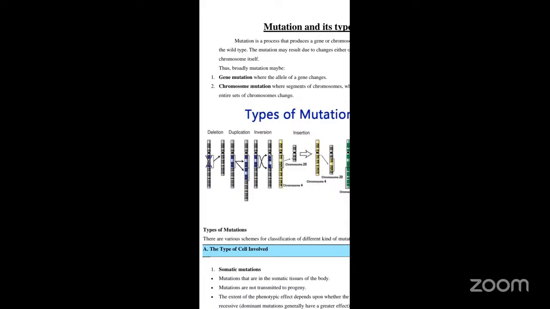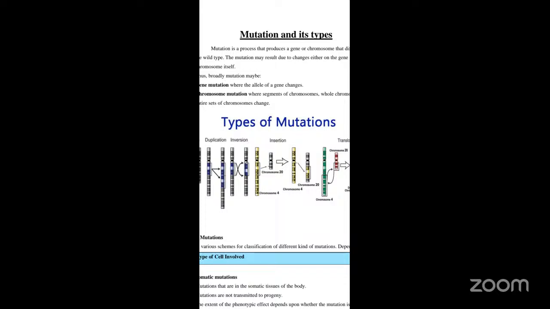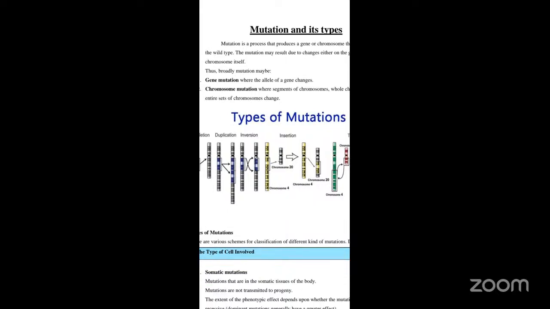Now the gene mutation involves changes in the gene, whether it is the allele of a gene or the whole gene as such. Whereas the chromosomal mutation involves changes in the chromosomes or in the segments of the chromosome, the whole chromosome, or the entire set of chromosomes. So that is how we designate two different types of mutation. What is mutation? Mutation is a process. Actually, it is a sudden heritable change that produces a gene or a chromosome of a totally different type. And it occurs due to changes either on the gene or on the chromosome.